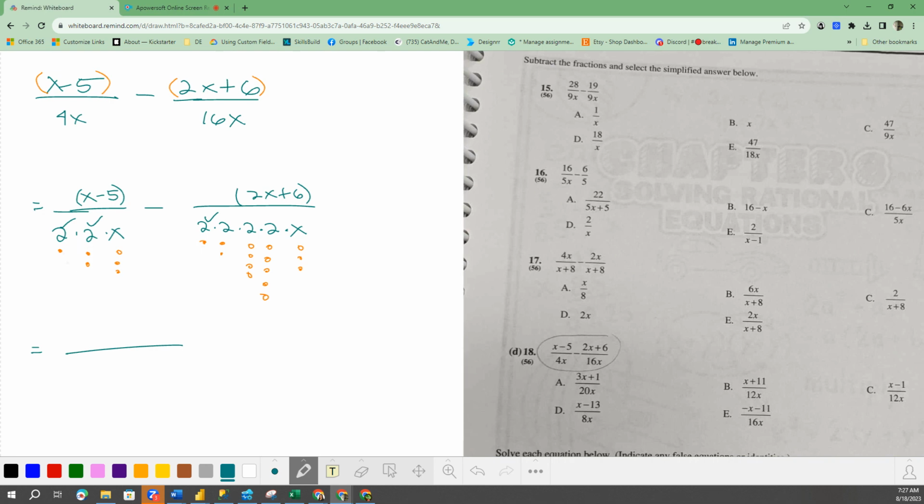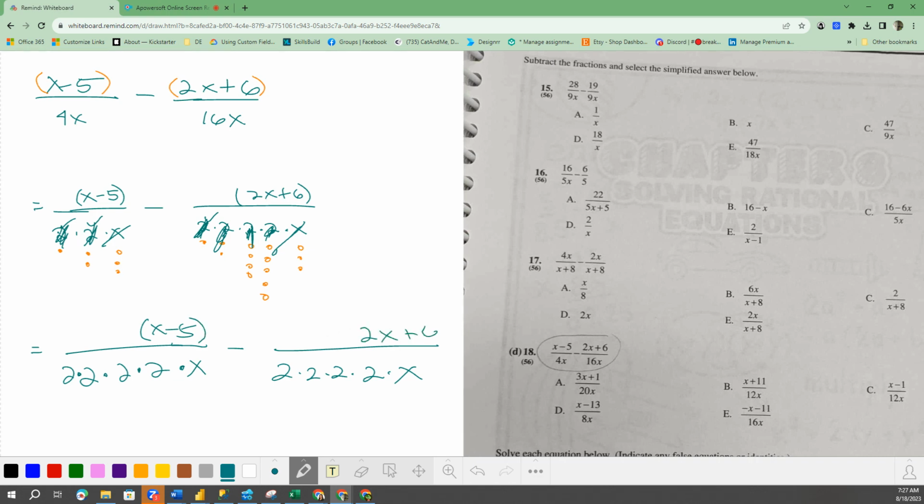How many twos are there that are unique? So you have this and that. So that's gone. This 2 and that 2, that's gone. This 2 right here, which is a 4. This 2 right here, which is a 5. And then these two x's right there. So these are your common denominator. And so you just copy that 2 times 2 times 2 times 2 times x. Copy the numerator, x minus 5, 2x plus 6 in parentheses.